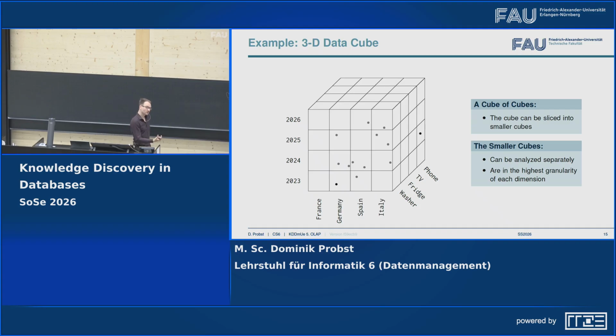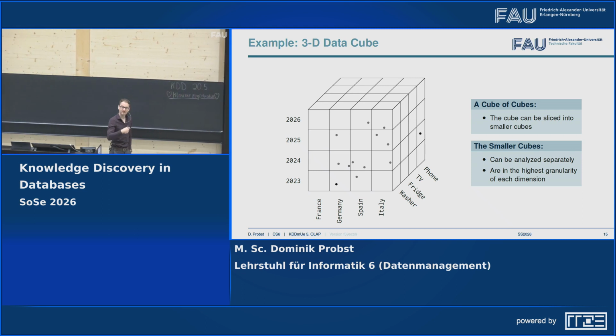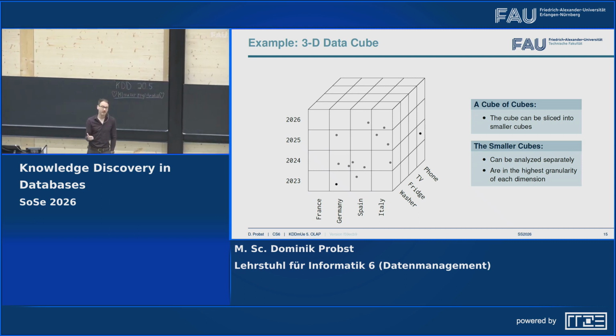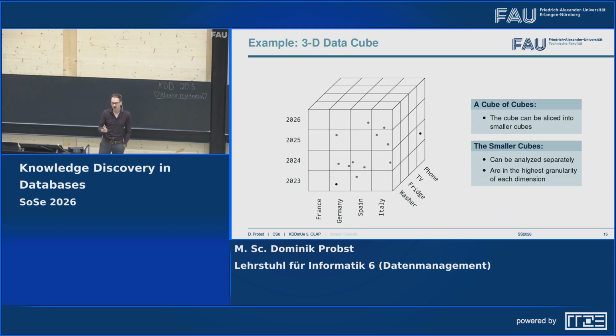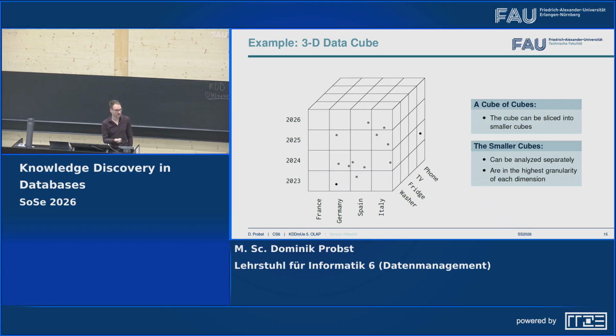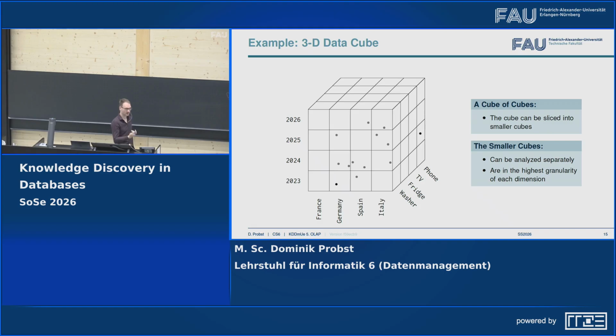We can use these smaller cubes to analyze events separately. For example, we can now aggregate all the sales that occurred in Germany in 2025 for the TV category. And only the data points that are within the smaller cube would be taken into account for this aggregation.